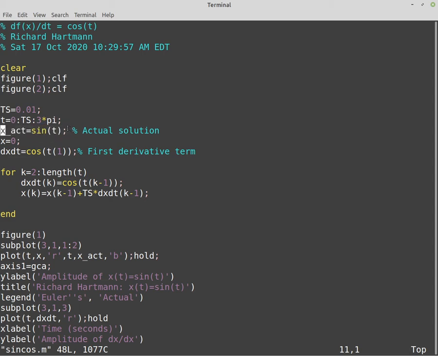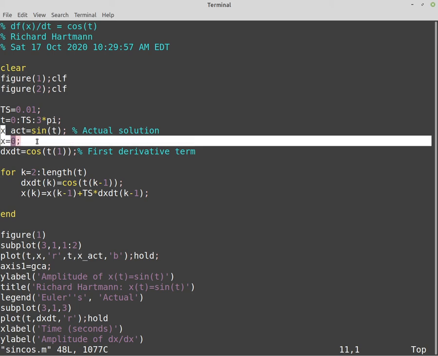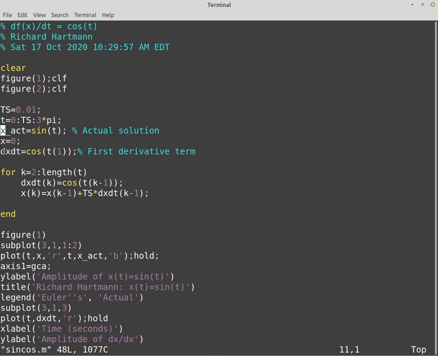So we know that if we integrate the cosine of t, we're going to end up with the sine of t plus a constant. I'm assuming the constant factor is just 0 here. So as I integrate this cosine of t, I get the actual solution to be sine of t. But I'm also going to initialize my x and calculate my derivative in a for loop.